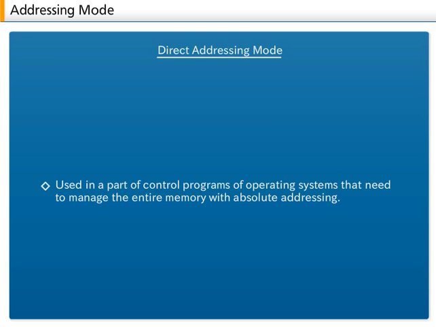In the direct addressing mode, the program needs to be loaded in the exact same location when it is to be executed. Because of this, it is used in parts of the operating system or control program where there is a need to manage the entire memory with absolute addresses.